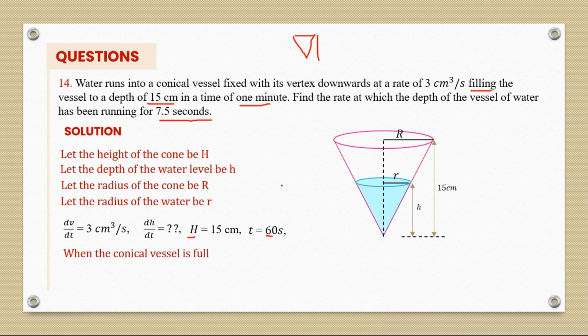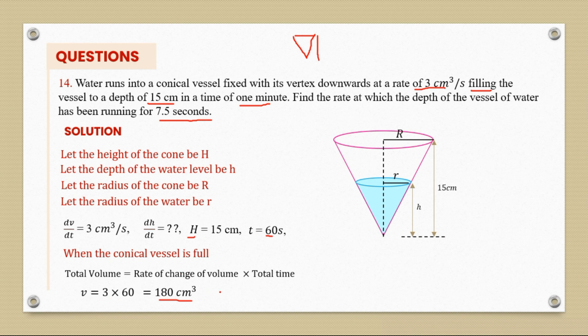Now there is another formula for finding the volume of water when the vessel is full. So we're going to first find the volume. Since we've been given the time it takes, and we know that the rate of change of volume is 3 cubic centimeters per second, the total volume shall be equal to the rate of change of volume times the total time. When the conical vessel is full, remember that it takes 1 minute to get full, and the rate of change of volume is 3 cubic centimeters per second. So we have total volume equal to 3 times 60. So volume shall be equal to 180 cubic centimeters. So this is one way of finding the volume when it is full.